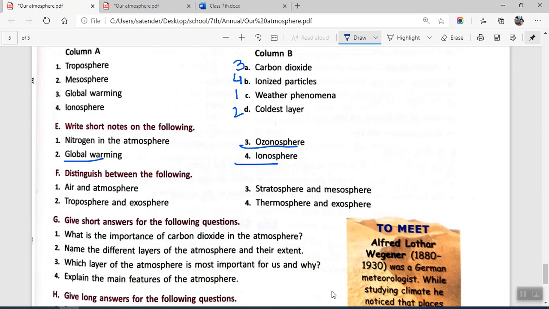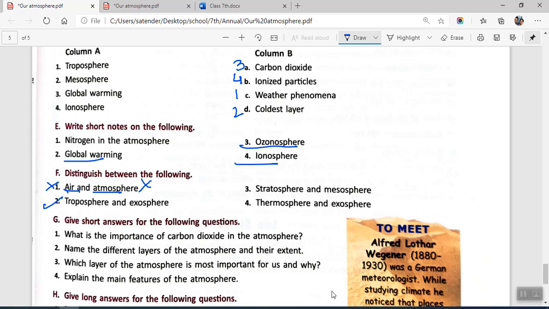All right, now moving on to the next one, we have done E section. Now moving on to section F. Distinguish between the following: air and atmosphere. There is no particular difference, because air is present in the atmosphere, so you just leave out this one. This is a little bit of an absurd question, so we will not be taking up this one. These are almost the same things. There has been plenty written about atmosphere in the chapter, but there is nothing distinguishable between these two. So we will leave out the first one.